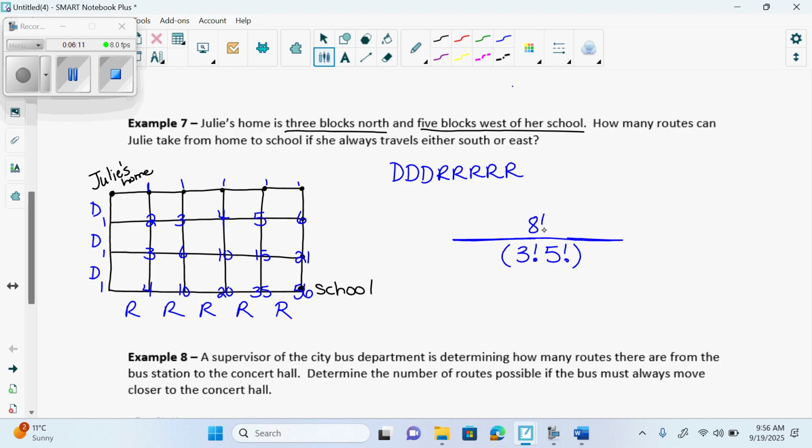What's the answer? Oh my goodness, it's the same. Shocking, I know. 56.